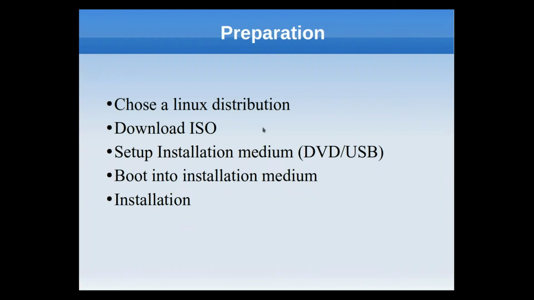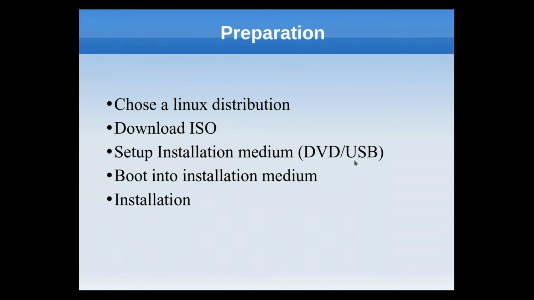So the first step is basically to choose a Linux distribution. There are many Linux distributions out there and you can pick whichever one you like. I'll use Parrot OS. Then you need to download its ISO file. An ISO file is basically just a file that holds the OS installation. Next, you set up the installation medium. We can use a blank DVD, or what I prefer, USB.